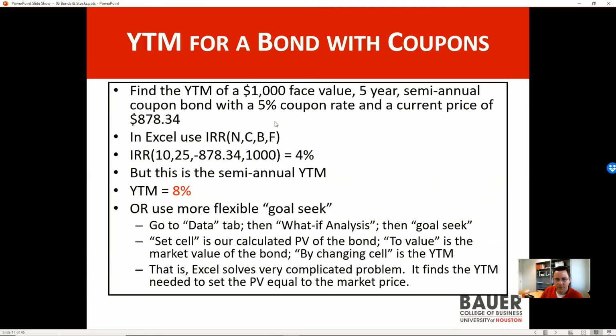Now I want to take a little bit of a step back. We've talked a lot about the conventions of the bond market. I want to connect those conventions back to what we did with the present value lecture.